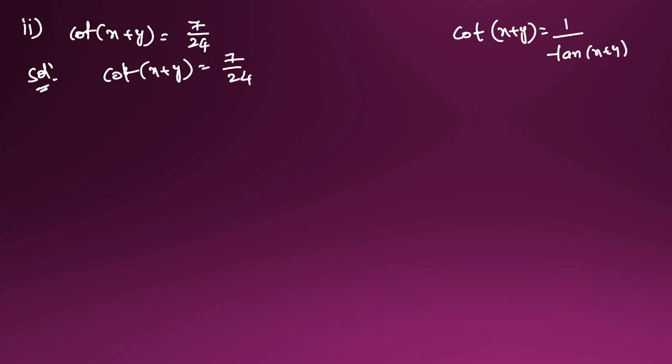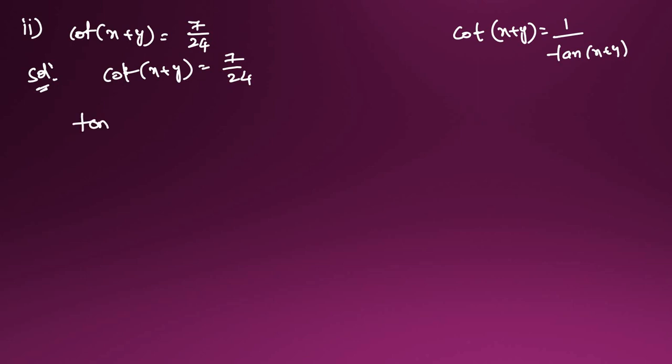Solution here. Cot of x plus y is equal to 7 by 24, he is saying that. Now I will do it here: I will interchange this. Cot of x plus y is equal to, I will write it as 1 by tan of x plus y, like this. I will reverse it. Okay, I will take the solution here.